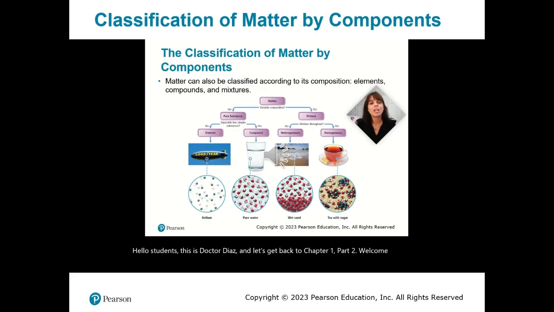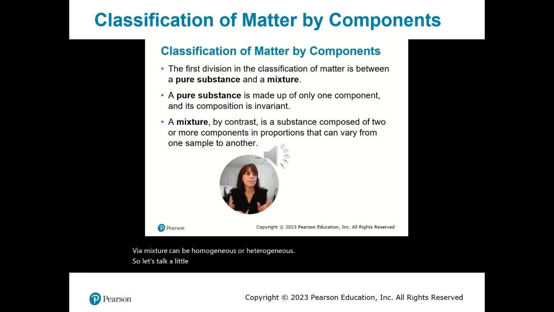Stop here. The classification of matter by components. We know that, looking at the diagram, matter can be classified as a pure substance or a mixture. A pure substance can be an element or compound, while a mixture can be homogeneous or heterogeneous. So let's talk a little bit about this step by step.